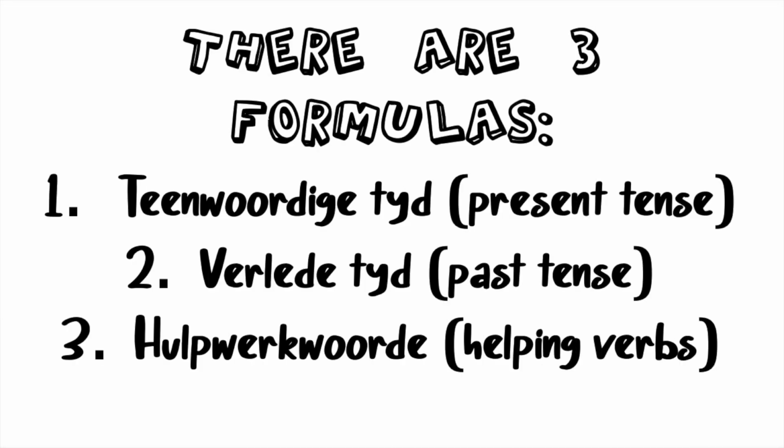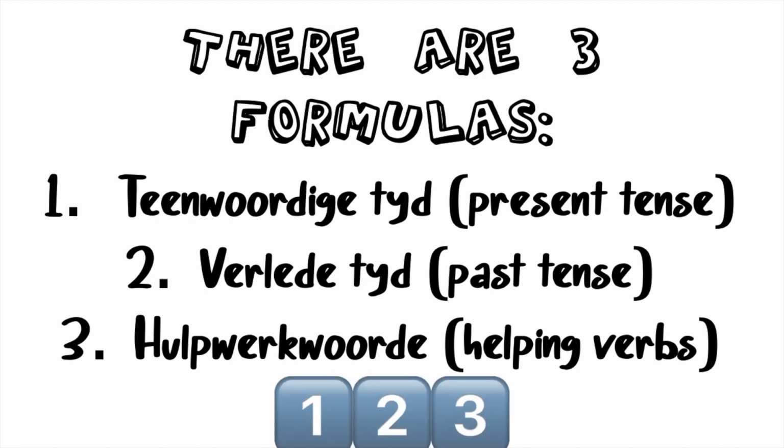So then there are 3 formulas. We have a formula for the teenwoordige tyd, so that's present tense. We have a formula for verlede tyd, that's past tense. And then the third one, I know even I said this in class before, I call it the future tense rule, but technically speaking, it's the helping verb rule because all helping verbs fall under this category. So that is why I said hulpwerkwoorde, the helping verb rule.